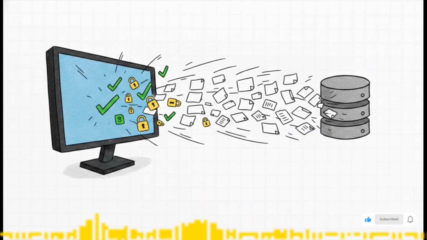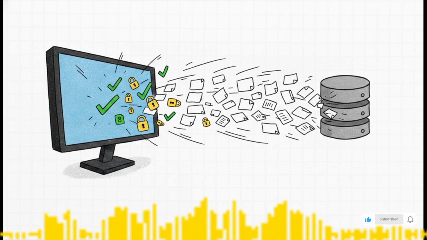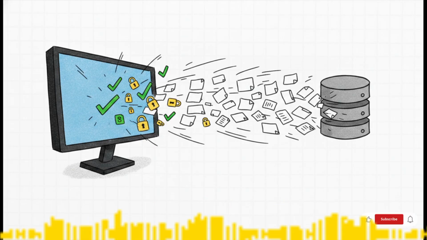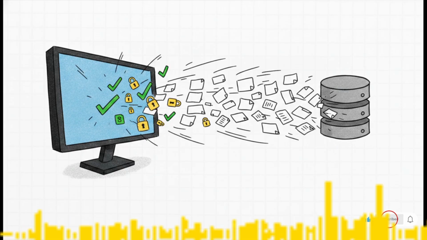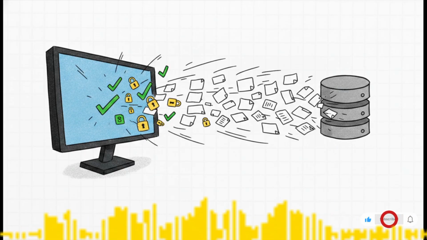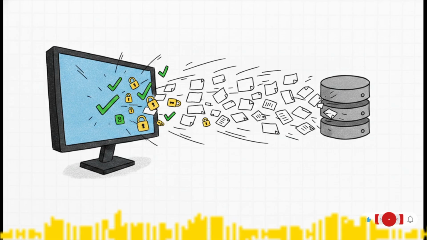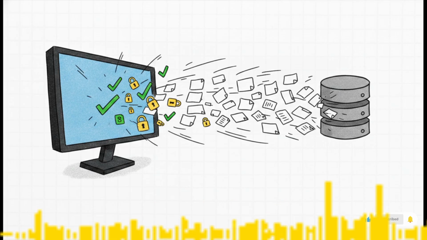If the backend fails to verify ownership of those requested objects, an automated script can scrape an entire database of users in mere minutes. The attacker's screen is just lighting up with success messages. 200 OK, 200 OK, 200 OK. Every single time they change that number, the server blindly hands over someone else's private data. This is a catastrophic failure of access control, and it leaves your digital life completely exposed.